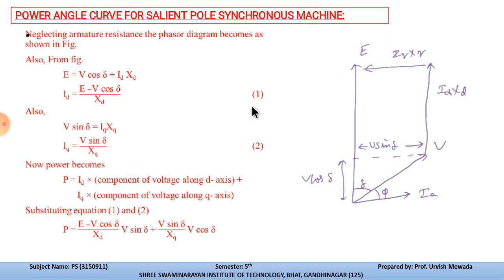So this is equation number 1, and equation number 2 is what we get from the power angle curve for the salient pole synchronous machine. Now P is equal to Id into the component of the voltage along the d axis plus Iq into the component of the voltage along the q axis. So here we get the resultant of all the components at the d axis and q axis, and we will get the value of the power. Now substituting equations 1 and 2 in this, the values are E minus V cos delta divided by Xd into V sin delta plus V sin delta divided by Xq into V cos delta. So this is the equation of the power.